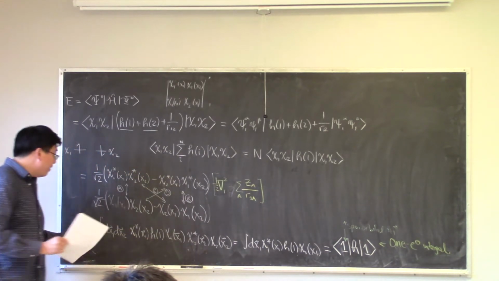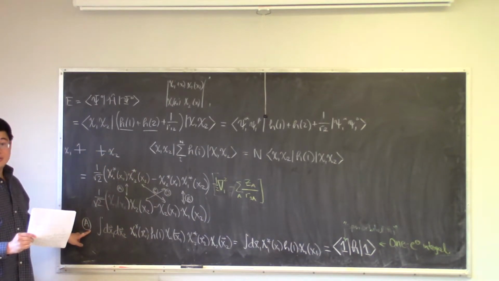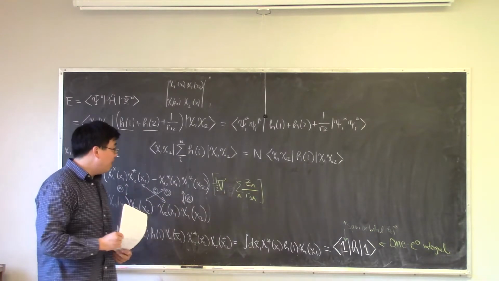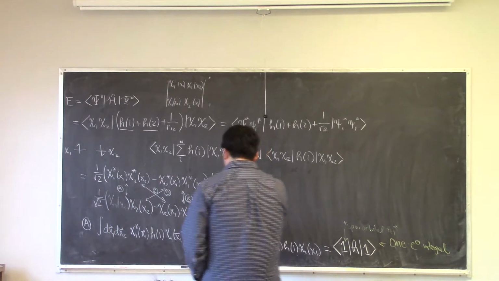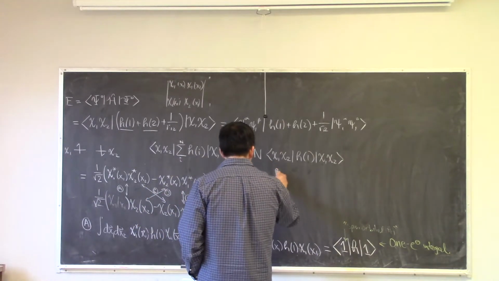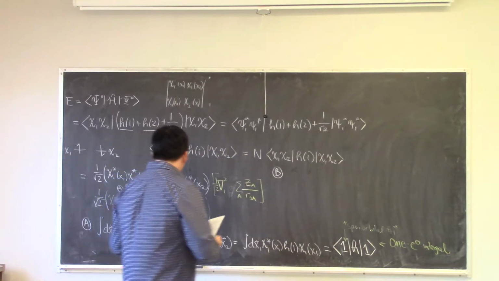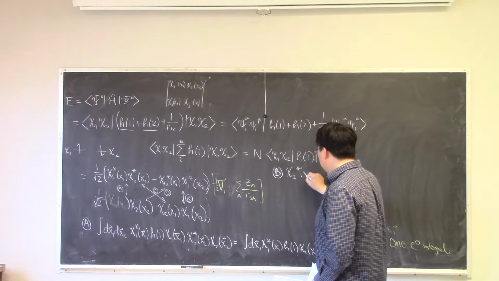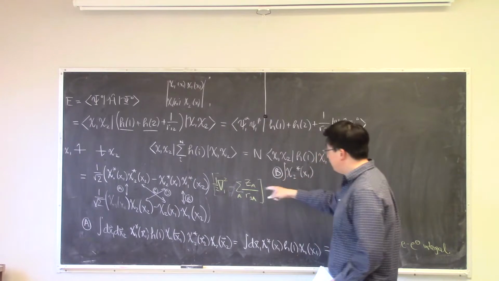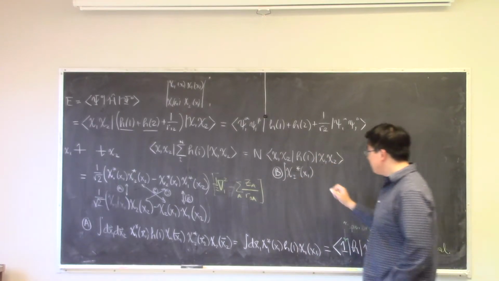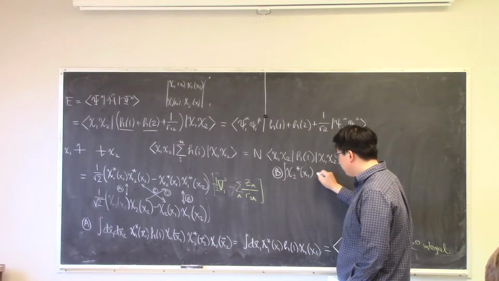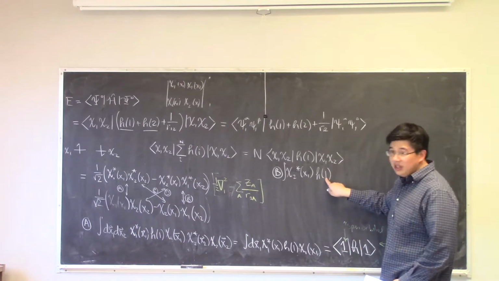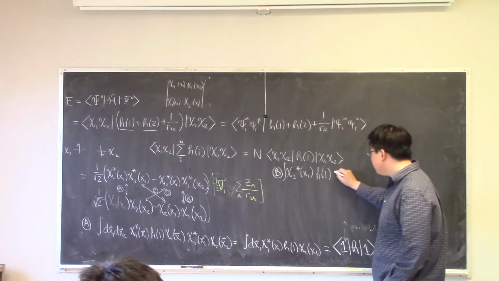So now I've evaluated one of the four terms in my expression, right? Now let's do term B. For term B, I now have chi2 star of x1. This is an integral over x1 and x2, right? So chi2 star of x1, one-electron operator. This also acts on only x1.